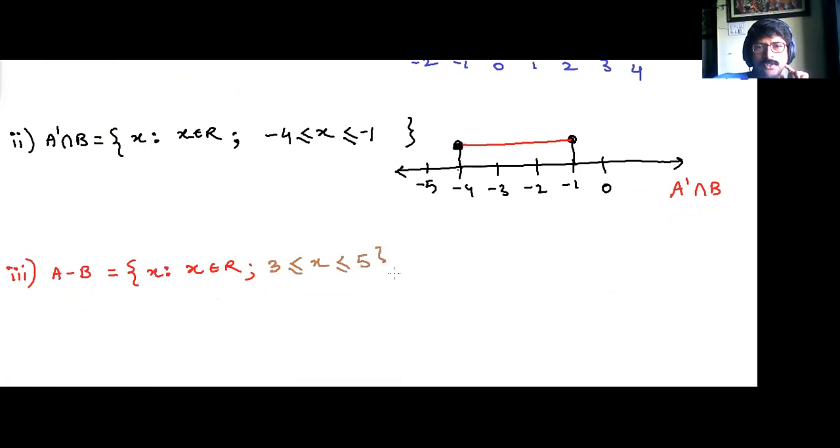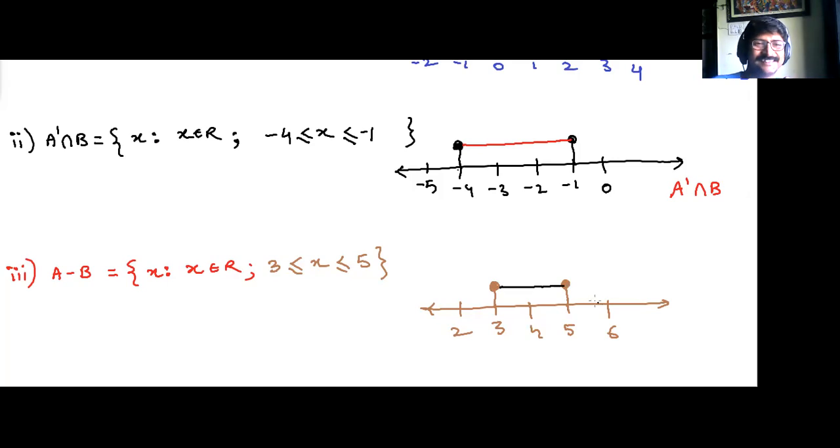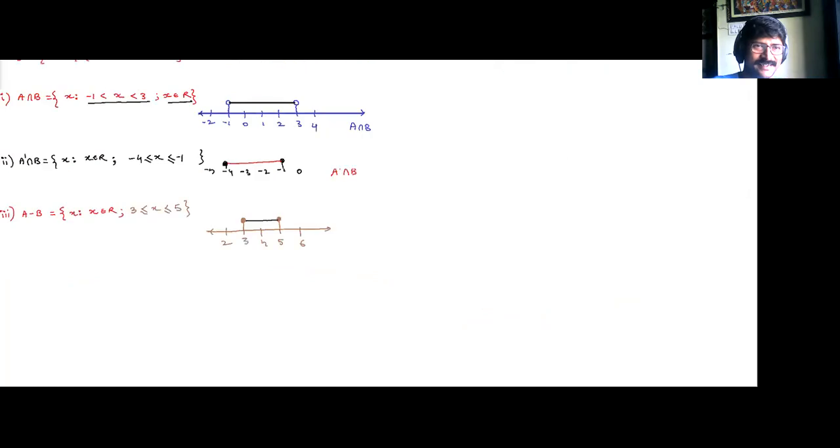And how are we going to draw this on the number line? Just draw the number line, and we can take 2, 3, 4, 5, and 6. We'll draw a dark lollipop over here, and over here another dark lollipop, and then just join them with a straight line, and that's it. We are done. Isn't it simple, guys? Okay, many people are saying so. Very simple. That's nice, guys.